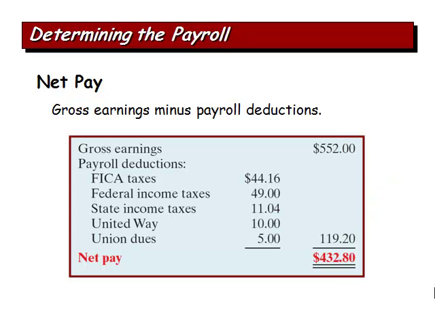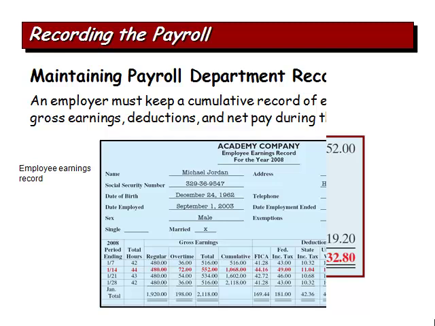So the net pay is gross earnings minus the payroll deductions. Here's the gross earnings for our employee of $552, and there was FICA taxes, federal income tax, which we call FIT, F-I-T, state income taxes, which we call SIT, S-I-T, and a United Way deduction and a union dues deduction. So total deductions are $119.20, and net pay is $432.80.